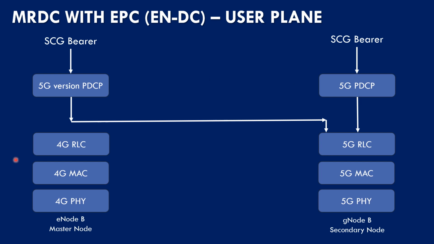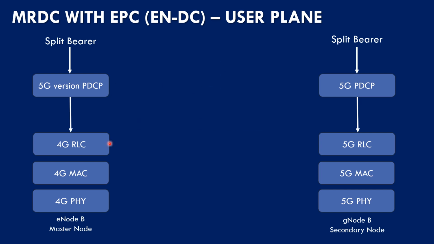Can you guess which one of these is the MN terminated bearer? Yes, this one is the MN terminated bearer, and this bearer is SN terminated, as it is identified by the PDCP layer. So just to summarize again, the type of bearer, whether MCG or SCG, is based on the RLC layer. And when we want to identify whether a bearer is MN terminated or SN terminated, we identify using the PDCP layer.